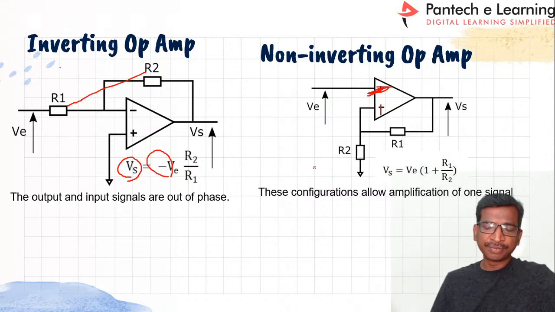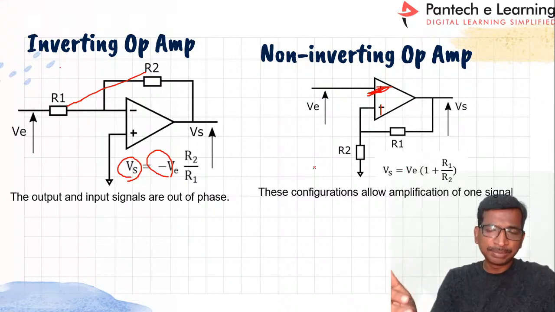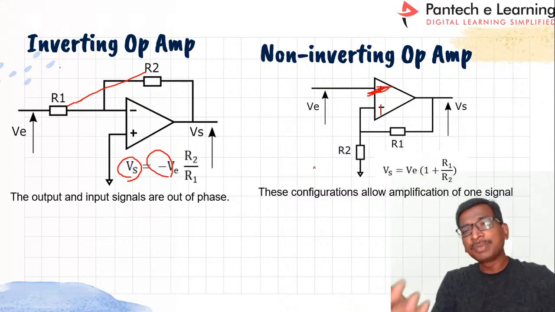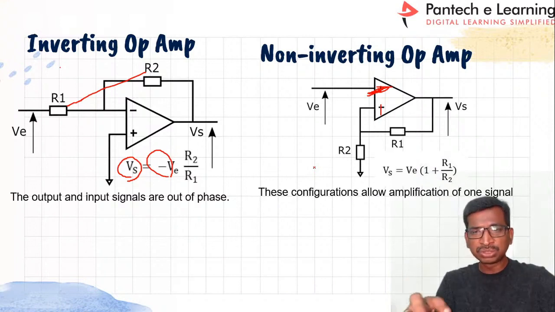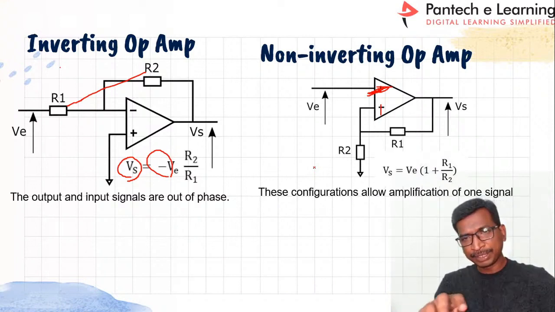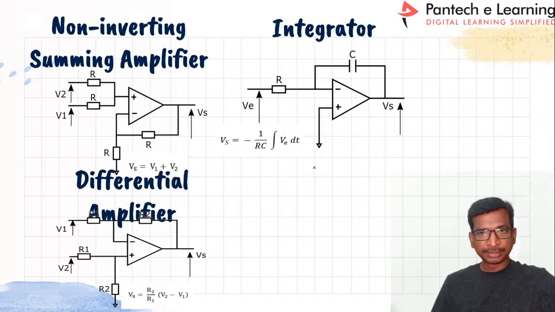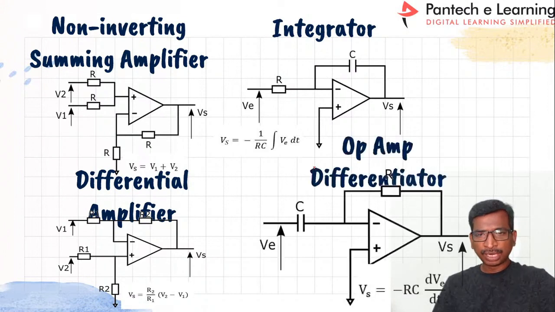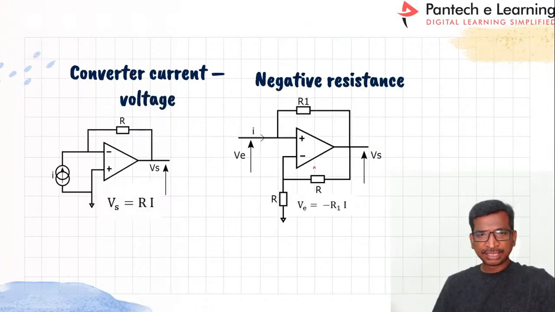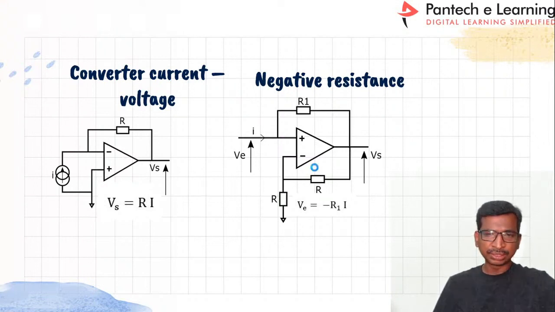So inverting and non-inverting amplifiers are used wherever we have to clip the voltage sometimes and then scale up the voltage. These functions are widely used in signal conditioning circuits. Similarly, there are the integrator, differential amplifiers, operational differentiators, current to voltage converters, and the negative resistance module. These are all major models which we are going to use in signal conditioning circuits.